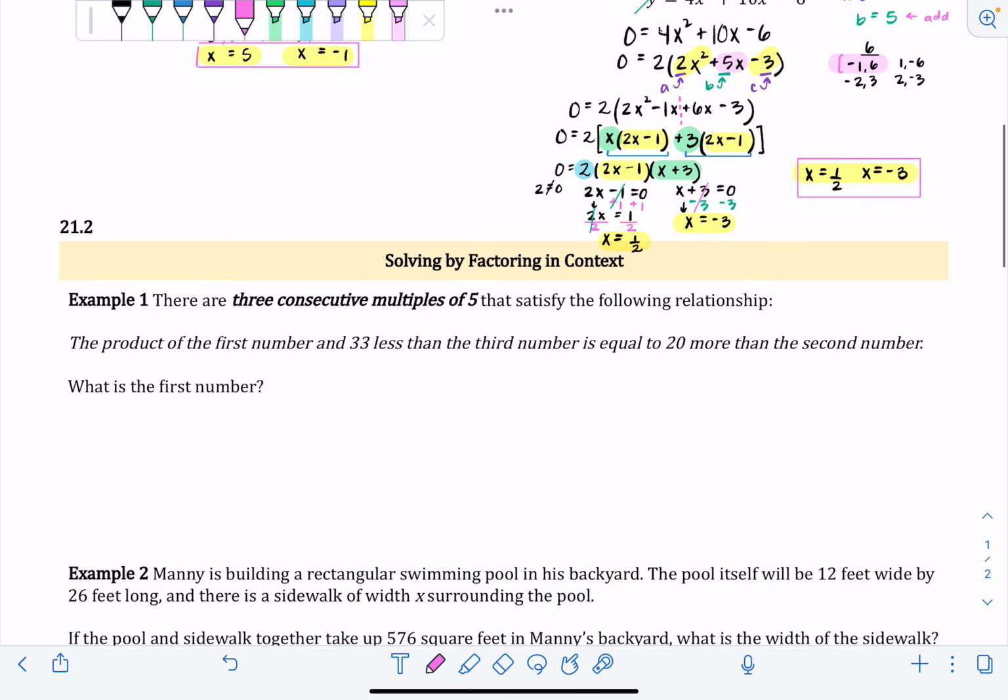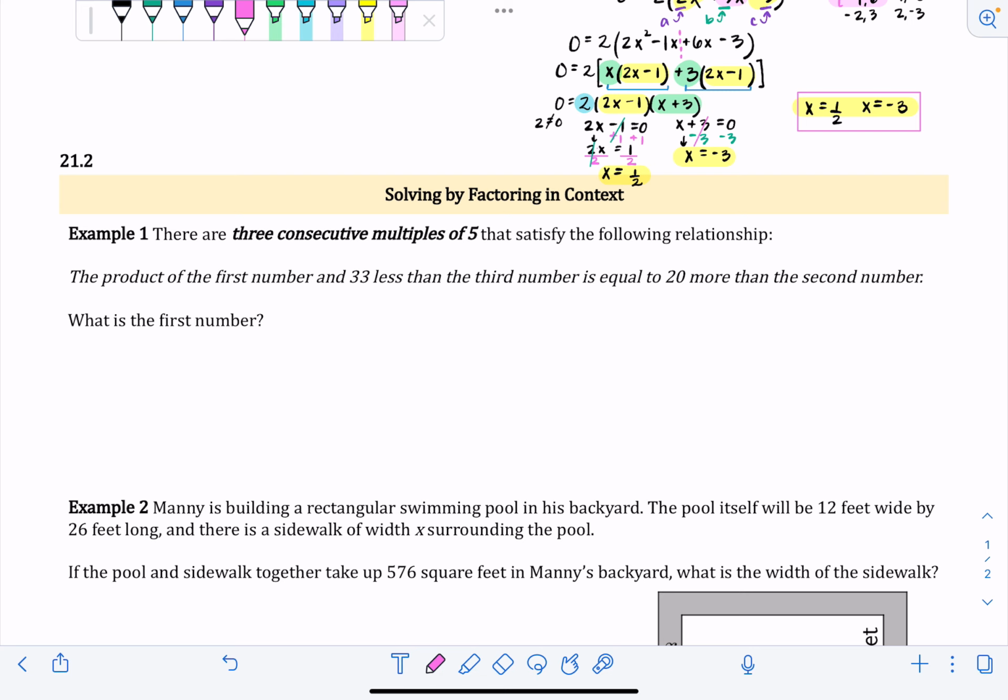So example 1, there are 3 consecutive multiples of 5 that satisfy the following relationship. So multiples of 5, actually I'll start from the beginning. I mean 3 is 3 numbers, but consecutive means numbers in a row. So like 1, 2, 3. Those are consecutive numbers. Multiples of 5 would mean like 5, 15, 20, 25, and so on.